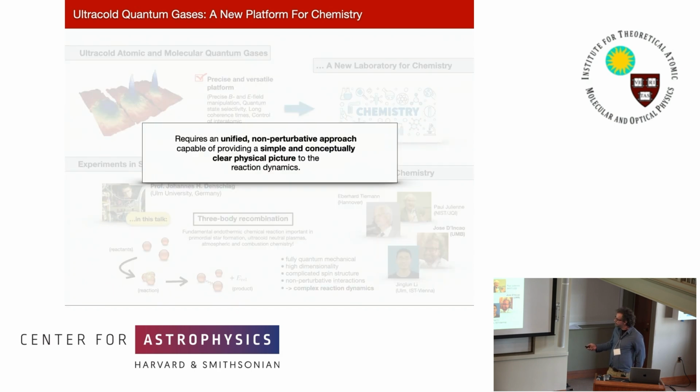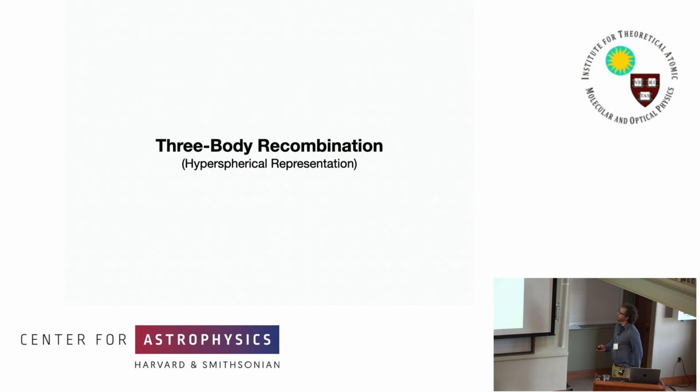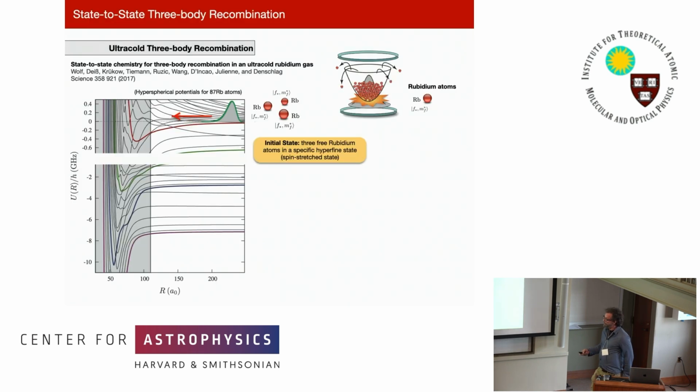Because of all that, I believe it's necessary to have a unifying picture, a clear physical picture of the process that can help us understand what is happening. And I do believe that the hyperspherical adiabatic approximation or representation is the one that can provide the most information possible. In the case of three-body recombination, I want to show you a little bit of how we think about that in the hyperspherical representation.